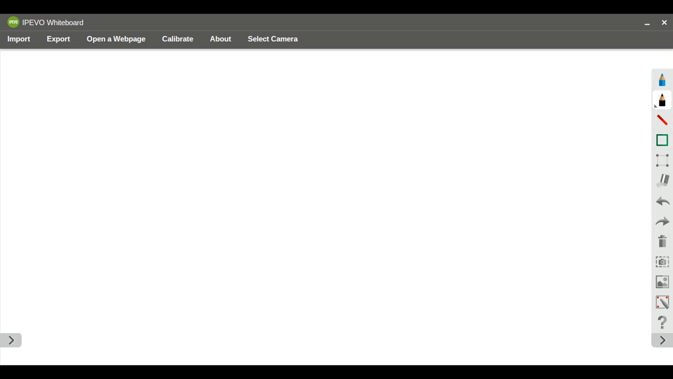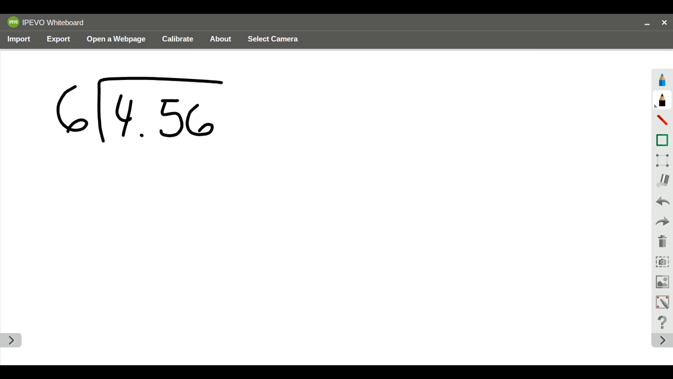The first one that I'm going to take a look at is number 5. I have 6 divided into 4 and 56 hundredths. So again, because I'm dealing with a whole number, the first thing I'm going to do is bring that decimal straight up, and then I'm done. 6 is going to go into 4.